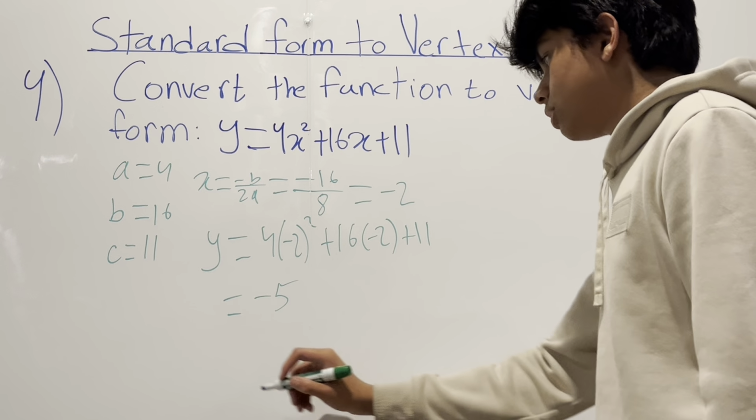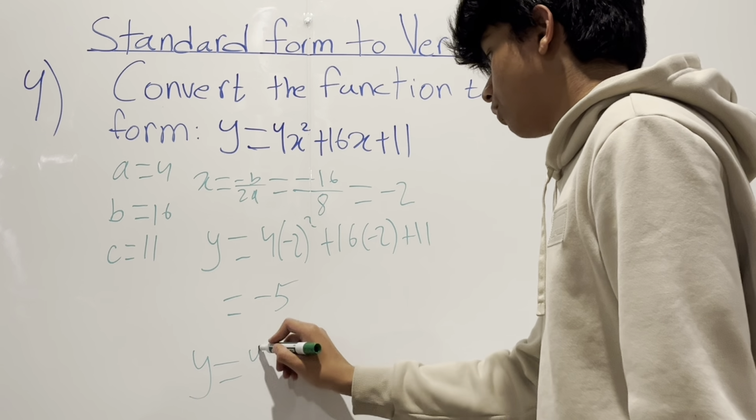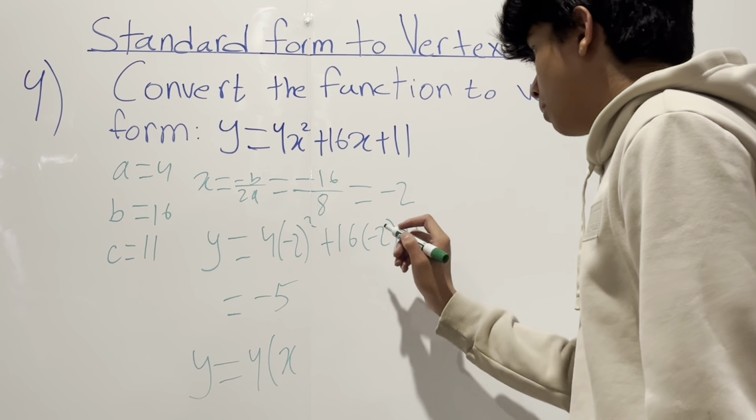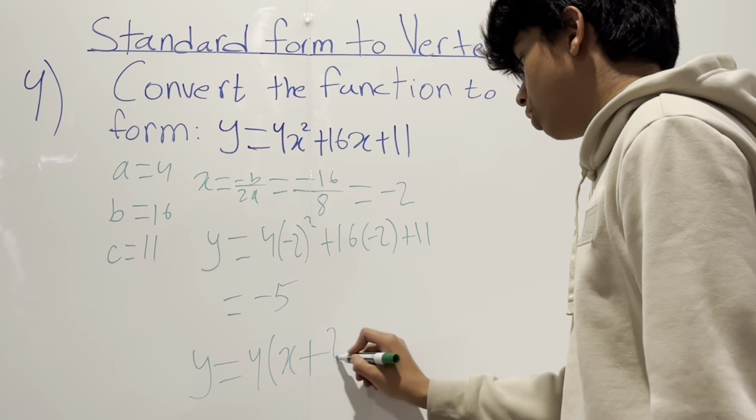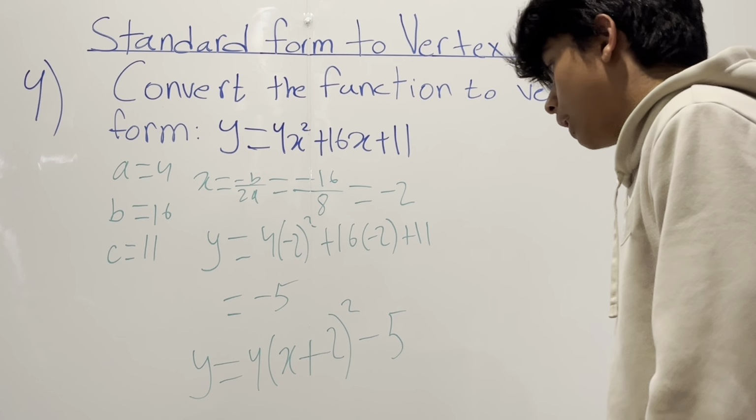So we have our values again, and let's write over here: y equals a, which is 4, times (x minus negative 2), so x plus 2, squared, minus 5, which is our k value. And that's our final answer.